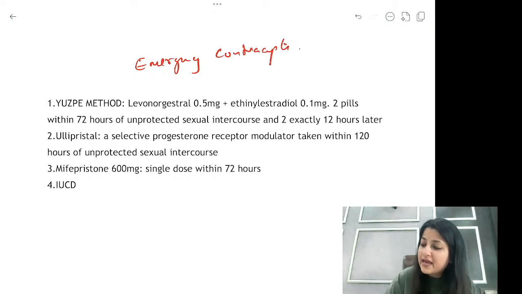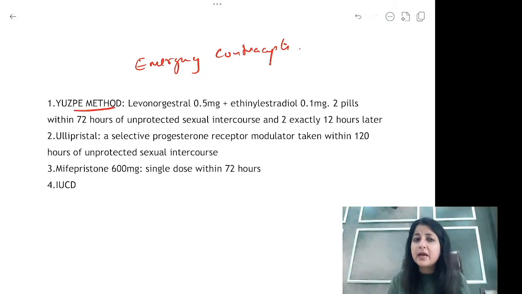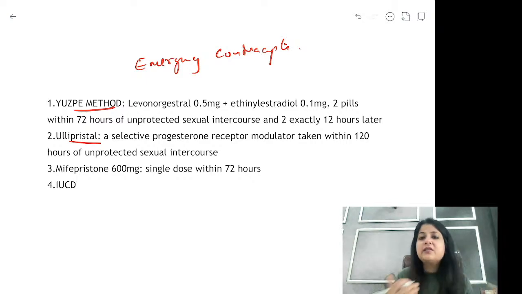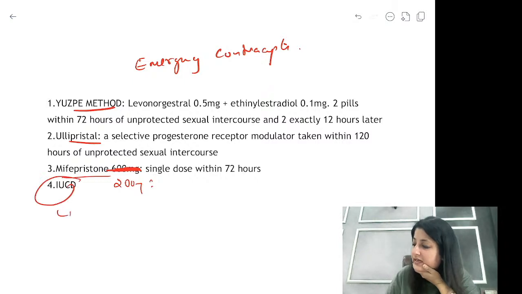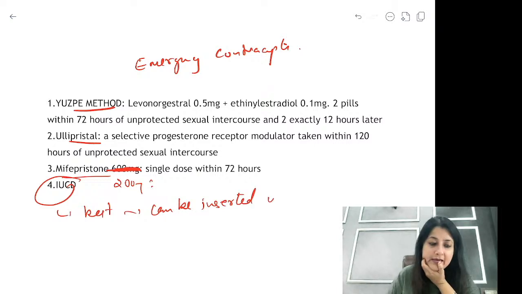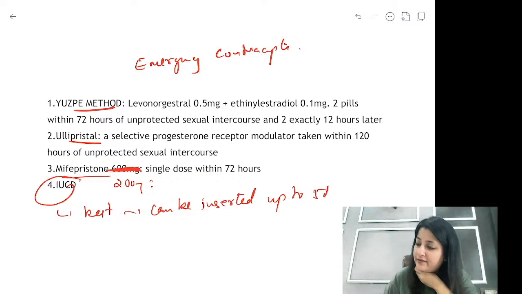Please remember, पहले YASP method होता था, combined OCP. Ulipristal is a progesterone receptor modulator. Mifepristone, अब इसका dose we are trying to reduce, guys. 200 milligram से now also shifting to 10 milligram. ठीक है. IUCD is best because it can be inserted up to 5 days. Can be inserted up to how many days? Up to 5 days. ठीक है.